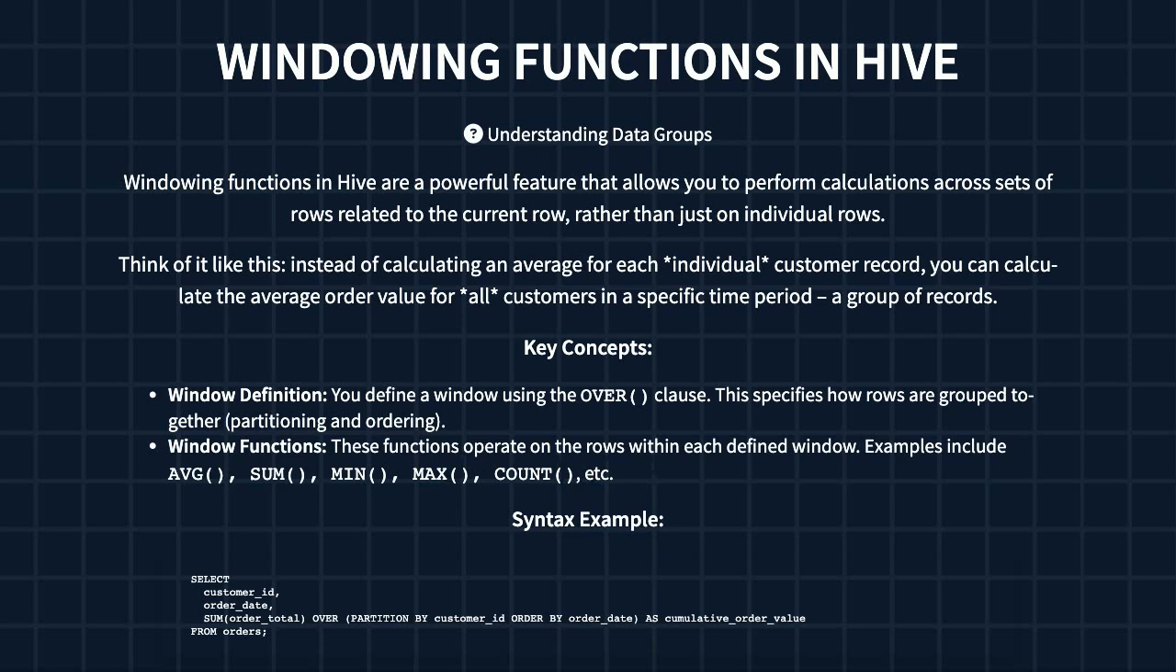You define these windows using the OVER clause, specifying how your data is partitioned and ordered. Then you apply functions like AVG, SUM, or MIN to those groups. It's like applying calculations across a team of people instead of just one individual. And as you can see in this example, it's incredibly helpful for things like calculating cumulative values over time.